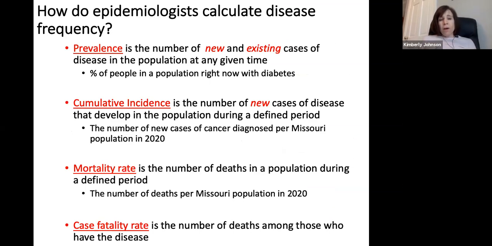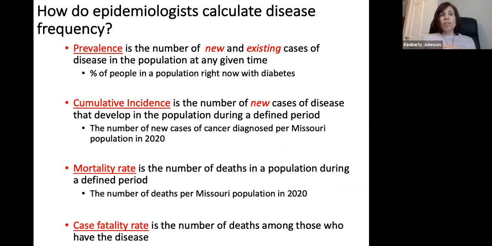So that's a little bit about how we collect data. So how do epidemiologists calculate disease frequency from these data? We have several measures of disease frequency that we use, some of which you may have heard of. I'm giving some common ones here. Prevalence is the number of new and existing cases of disease in the population at any given time. So it doesn't matter when they were diagnosed with the disease.